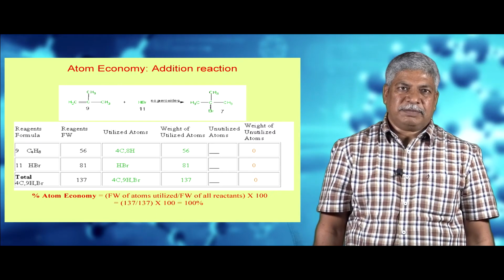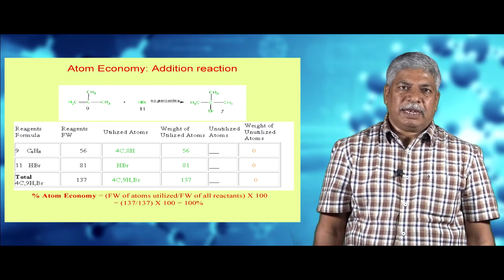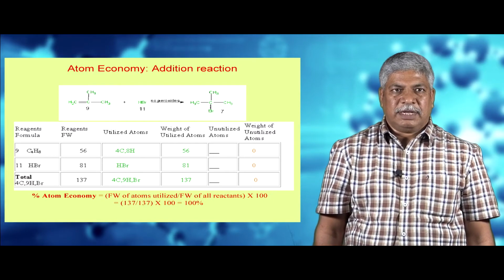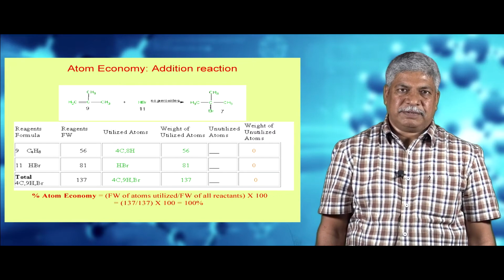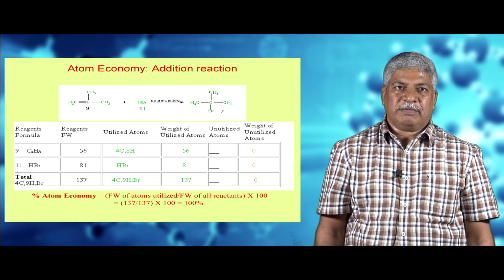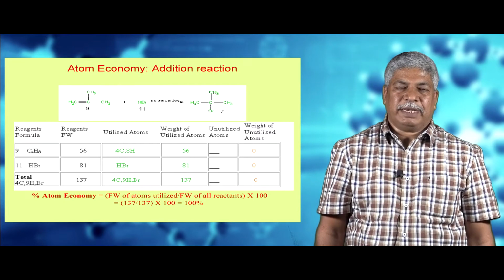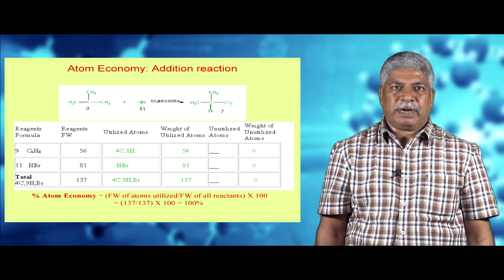Even if the reaction takes place in presence of a catalytic quantity of the peroxide, then the reverse addition takes place. In that case, the product will be isobutyl bromide. Okay, whatever be the product.